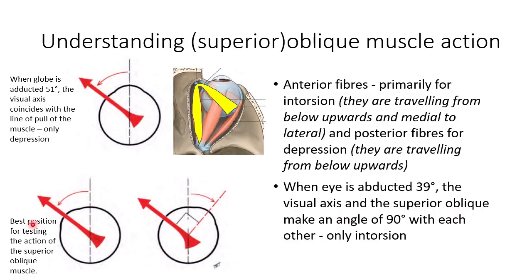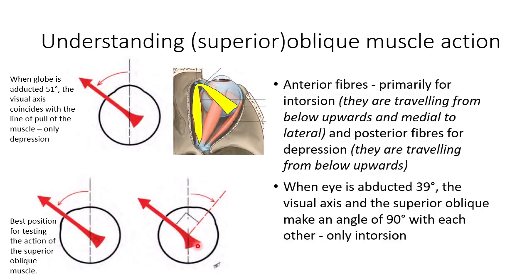So, the best position for testing the action of the superior oblique muscle is the adducted position, because we have isolated the elevation and depression action of this muscle in this position. It is acting as a pure elevator or depressor in this position. The intorsion and the abduction actions are not there. So when you are able to isolate just one particular function of a muscle, then obviously that position is the best position to test the action of that muscle. So the best position for testing the action of the superior oblique is adduction, okay, or medially rotated eyeball.